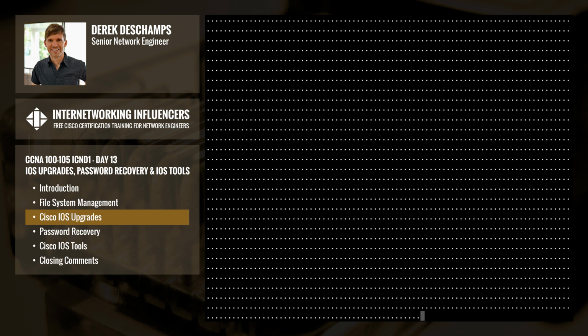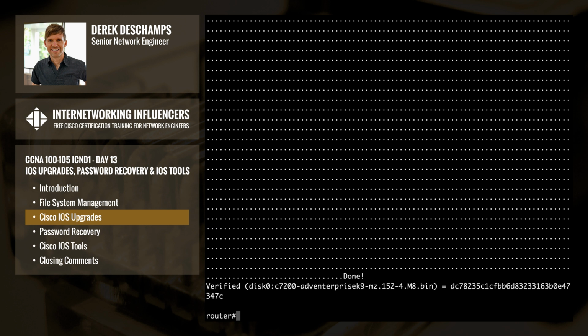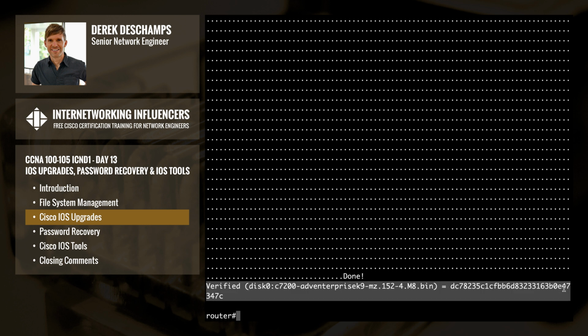The router will now compute the MD5 hash value for the image and compare it to the value we provided. If the two hash values are identical, the integrity of the image will be verified. Here we can see that the two hash values are identical and that the integrity of the image has been verified.